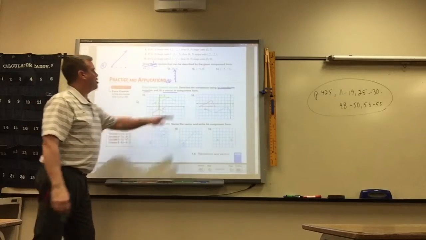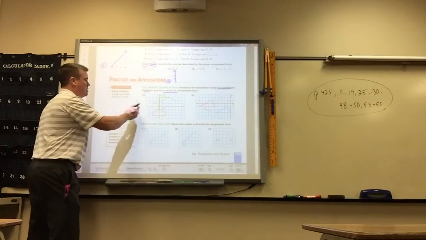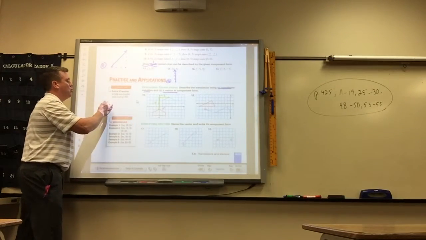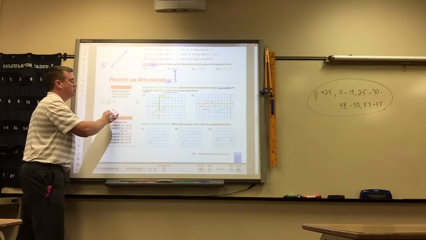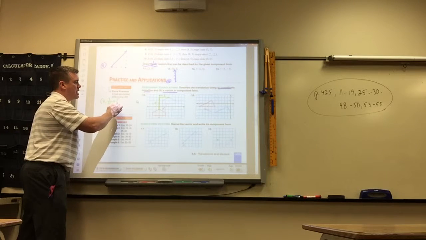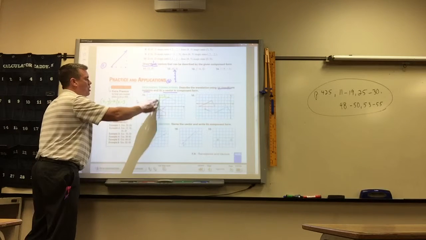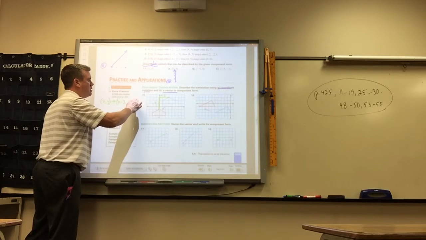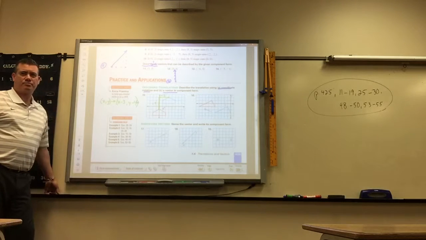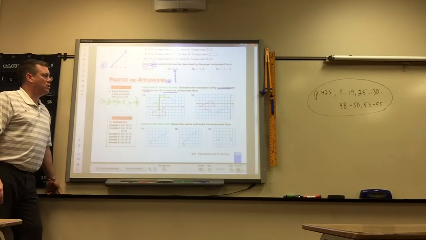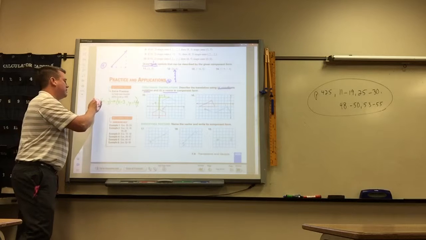So the coordinate notation would be written this way: x, y with the arrow, and then you just say x minus 3 because I went left 3, comma, y minus 4. So that's the coordinate notation. So that's A.